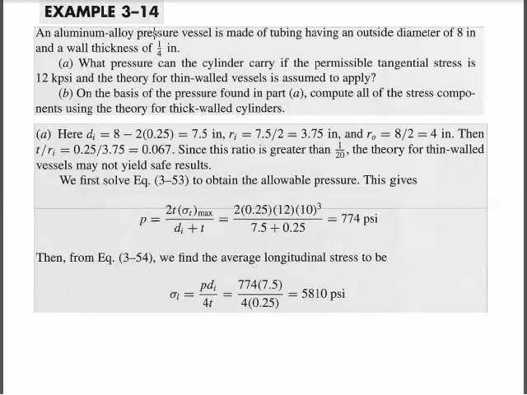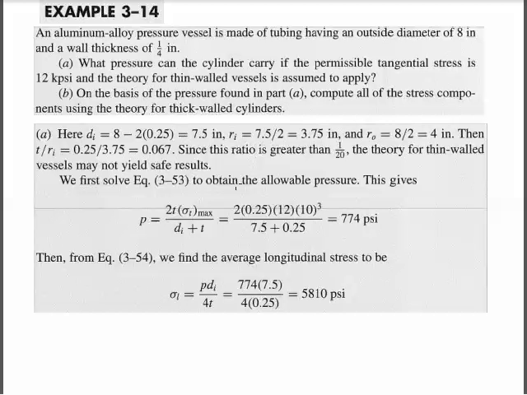We have an aluminum alloy pressure vessel that's made from tubing, with an outside diameter of 8 inches and a 1/4 inch wall thickness. What pressure can it carry if the permissible tangential stress is 12 kpsi and the thin-wall theory for thin-walled vessels is assumed to apply? So we're going to calculate the pressure versus stress based on the thin wall assumption. Then once we find that pressure, we're going to come back and, on the basis of pressure, compute all the stress components using the theory for a thick wall cylinder.